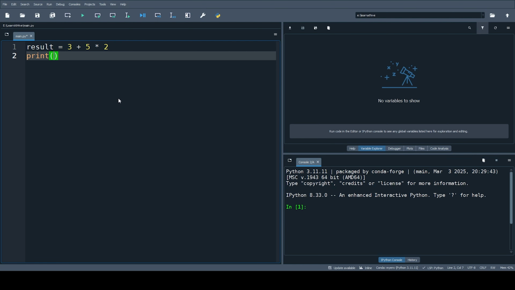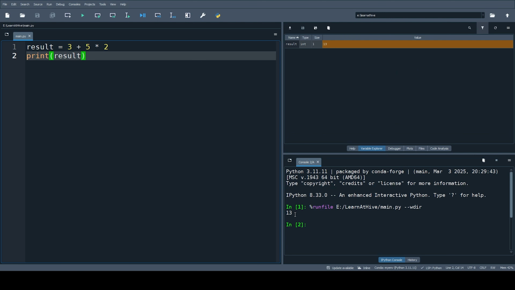Let's print it out and see what it yields. As you can see, it's 13. So we can say that parentheses are always evaluated first. Let's try this one. Now it will evaluate 3 plus 5 is equal to 8 and times 2, 16. As you can see, it's now 16.